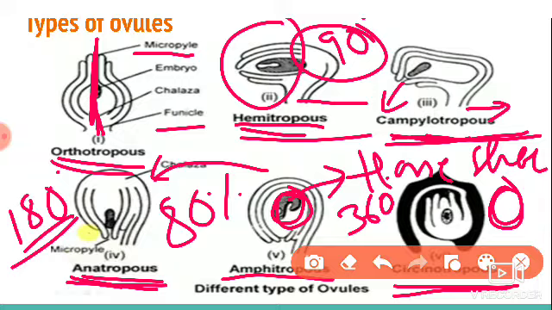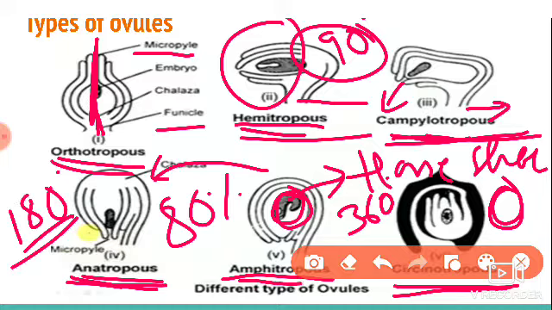These are the different types of ovules, very simple. This concept is not given in your NCERT; I am just explaining it for your extra knowledge. The types are orthotropous, anatropous, hemitropous, campylotropous, amphitropous, and circinotropous.